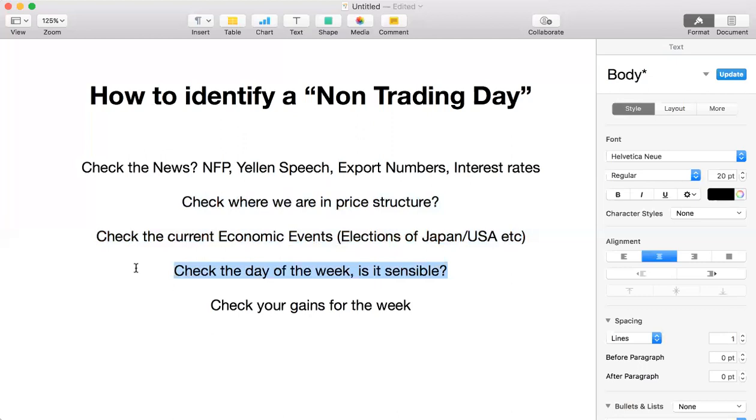The bigger moves happen on Wednesday and Thursday, from journaling and backtesting. I take the majority of my trades on a Wednesday because I make the most money on a Wednesday and therefore the most pips on a Wednesday.